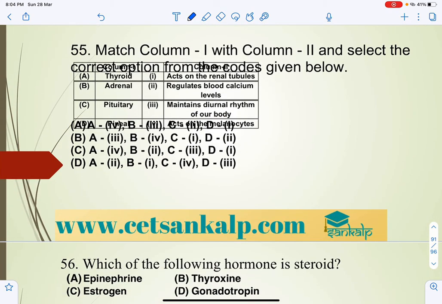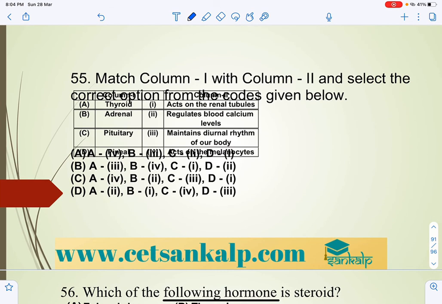Next, match column 1 and 2. Sorry, the 55th question. Thyroid gland, which produces thyroxine, and maintains diurnal rhythms. So here we can say that A, TCT, which regulates thyroid, that is 2.